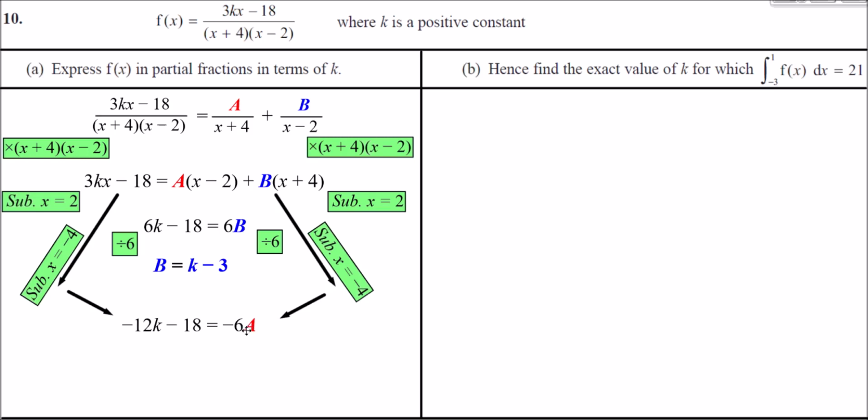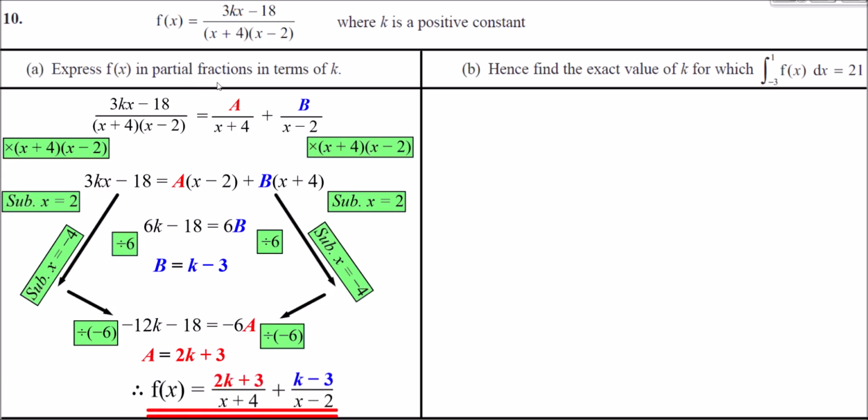To isolate a, we can divide by negative 6 on both sides, and we can see that therefore a must be 2k plus 3. We've calculated a, we've calculated b, so the final thing now is just to express it in partial fractions like the question asks. So for the final step, put in a and b in terms of k as it asks for. Therefore, we've got what f of x is in the desired form.